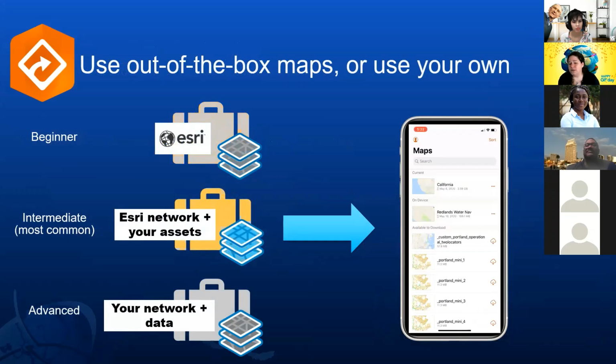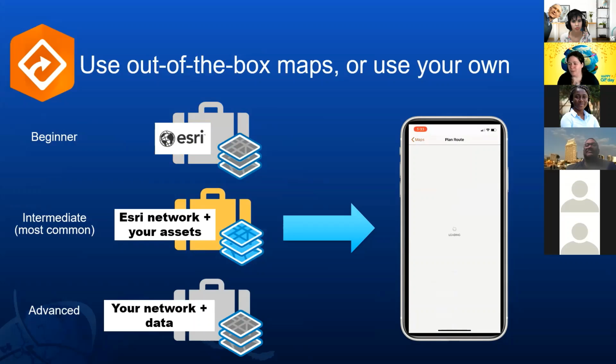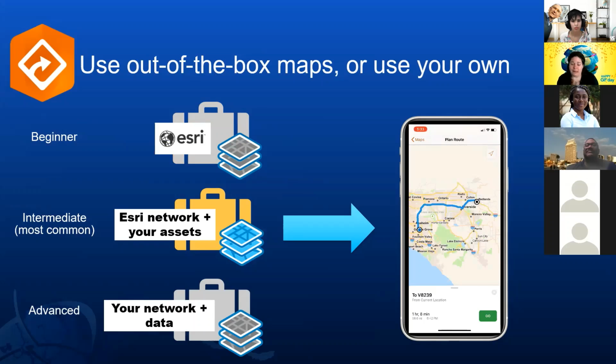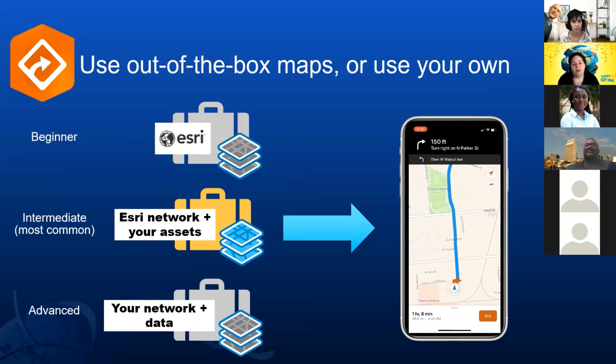The way most of our customers and users use Navigator is using that basic road network, but navigating to their own data. So if you are doing an inspection on a hydrant and you want to navigate to that hydrant, you can actually use your own data and say, I want to navigate to this specific point, get me there from where I am.